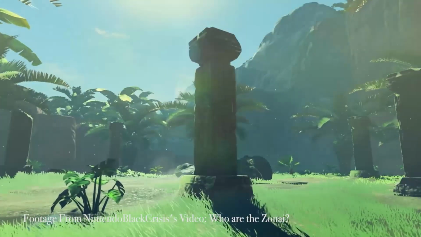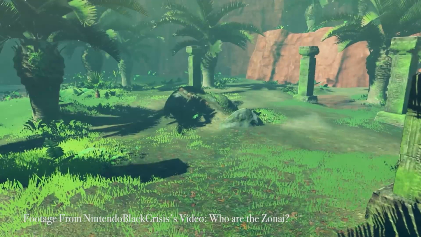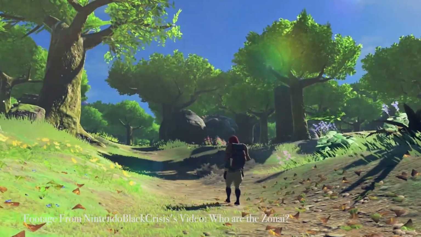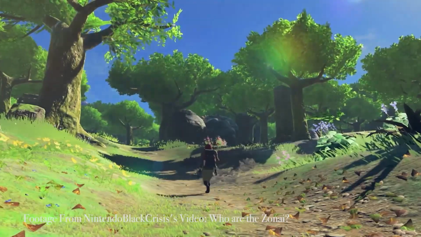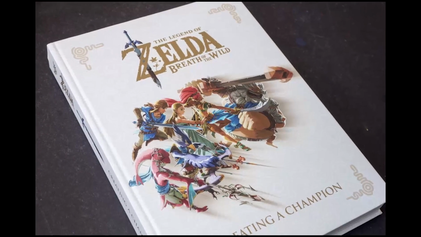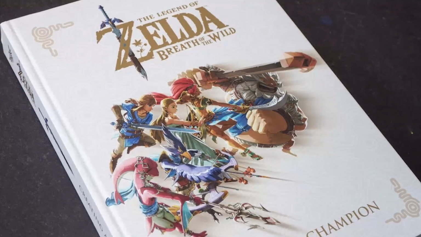Now, Breath of the Wild undoubtedly has way more to say on the Zonai than the way their architecture looks, but for now, I'm going to leave it at that. By the end of this theory, why I do so will hopefully make some more sense. It should also be noted that Creating a Champion, a massive Breath of the Wild lore dump book, calls the Zonai strong magic users. Just keep that in mind, but I'll explain it more later.